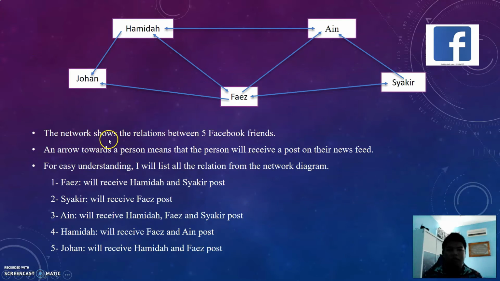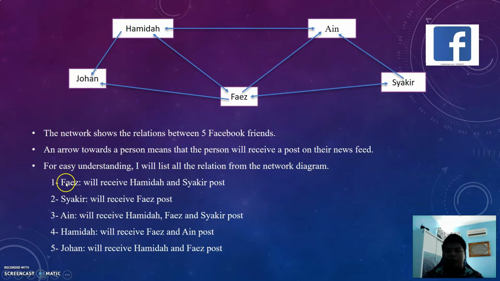The network shows the relation between 5 Facebook friends, which includes Faiz, Shakir, Ain, Hamidah, and Johan. To understand more about the network, an arrow towards a person means that the person will receive a post on their newsfeed. For easy understanding, I will list all the relations from the network diagram.